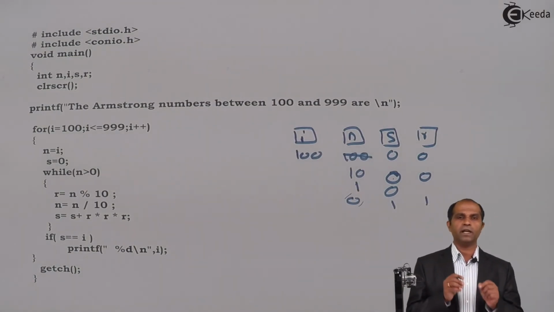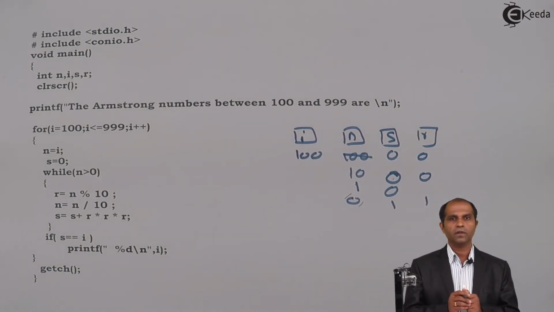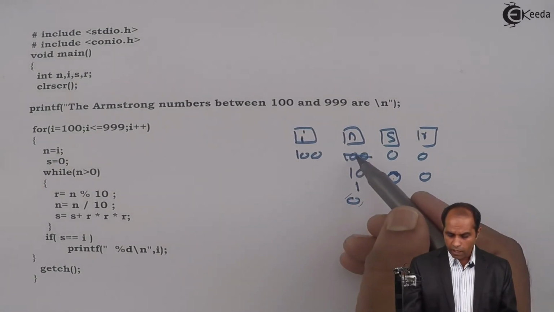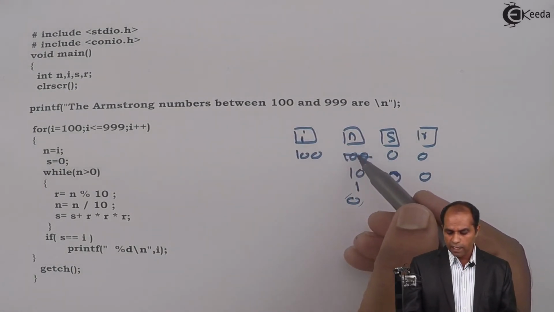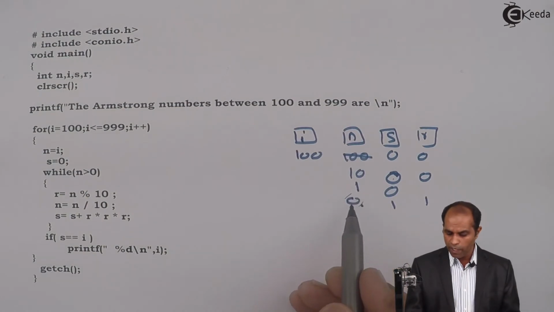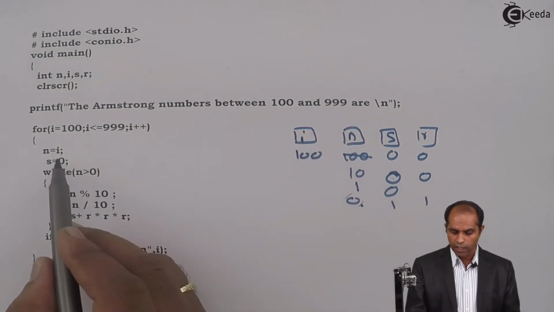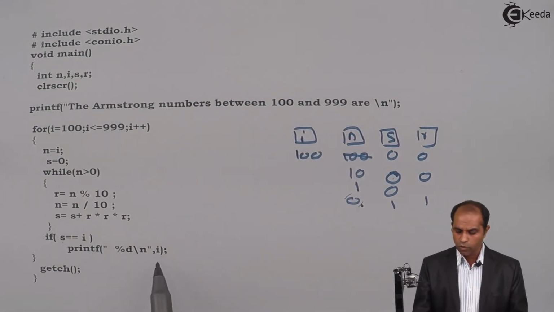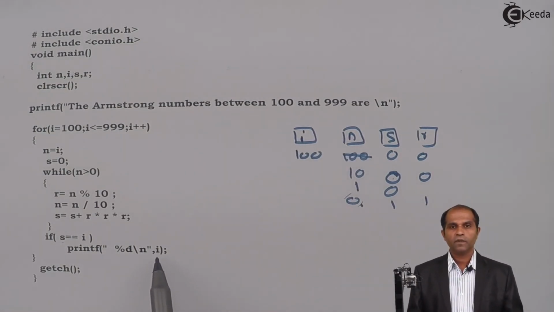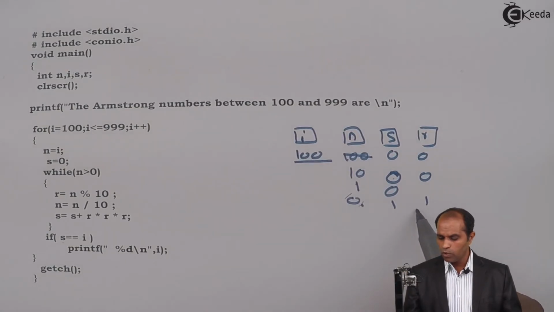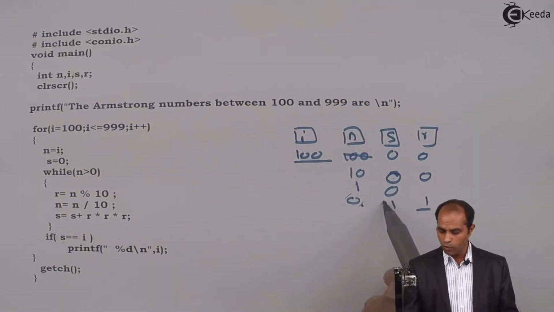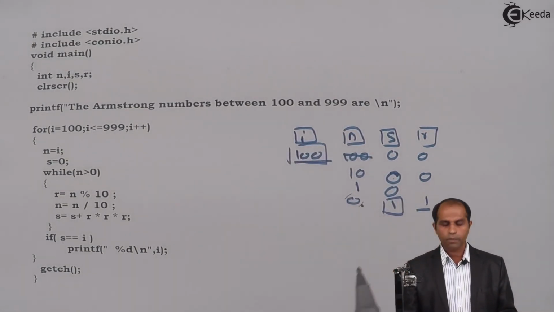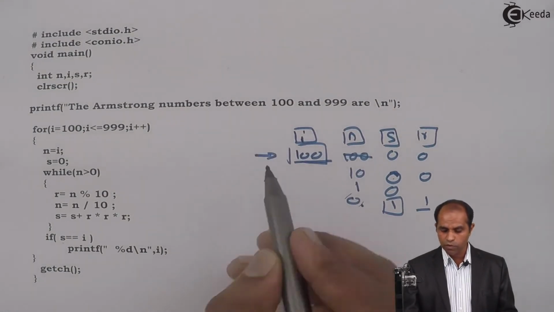Now see, the value of s should be compared to i. Most of you might have ended up with an answer like n, because I can't use n here, as n reduces to 0. I have made a copy of i onto n, so i stays intact, and we check if s equals i. If that is true, then print the value of i. So is this 100 equal to 1? No. So we will not print this particular value. I have shown this execution for 100.